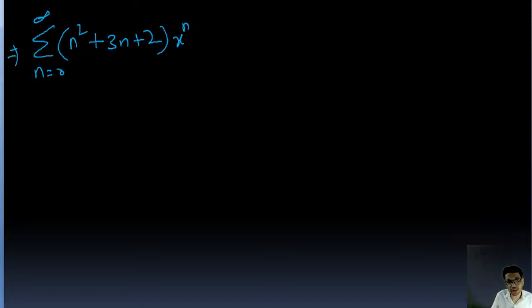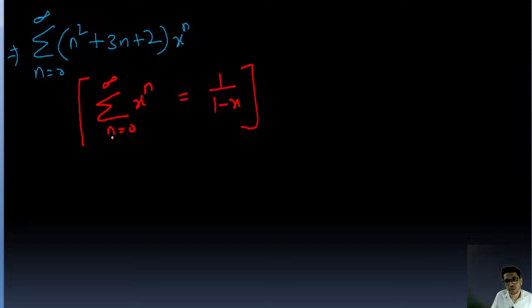Okay, so here we have a formula. The formula is this one: sigma n equal to 0 to infinity x to the power n. This value is 1 upon 1 minus x. Okay, this you need to know. This formula: sigma n equal to 0 to infinity x to the power n. This value is 1 upon 1 minus x. This you need to note down and memorize it, guys.